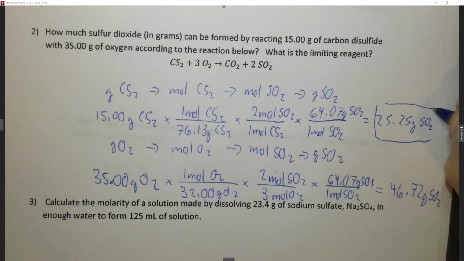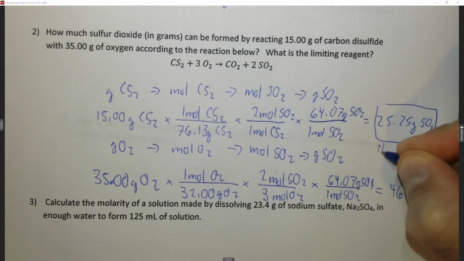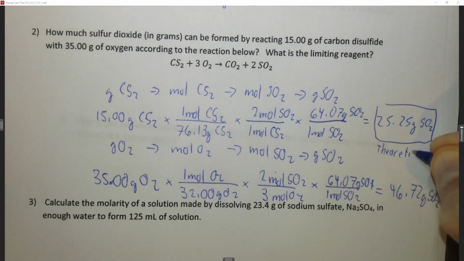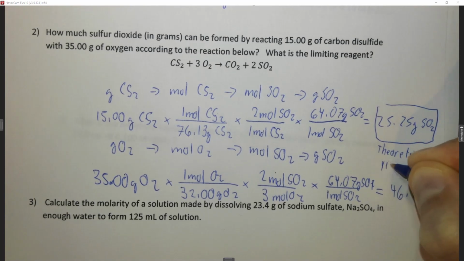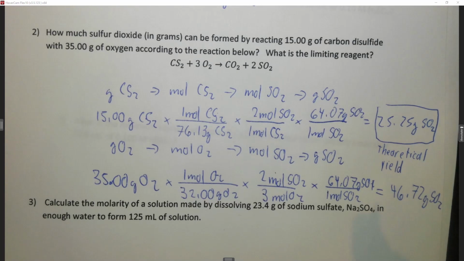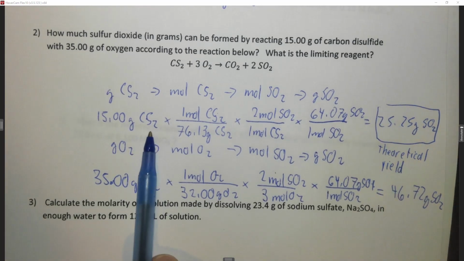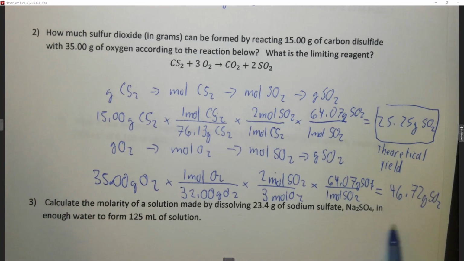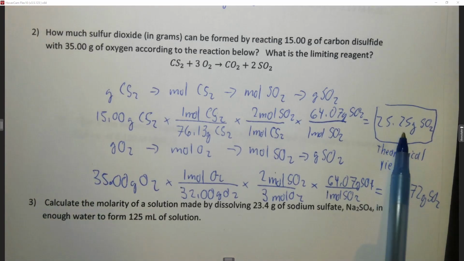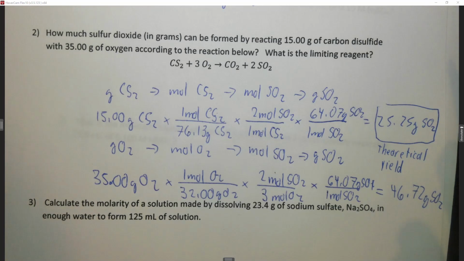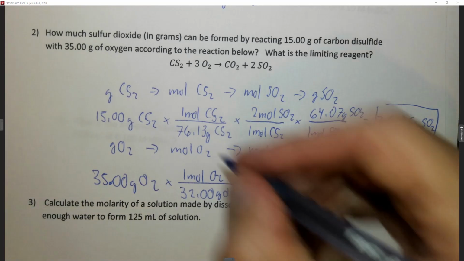So this, the lower number, is called the theoretical yield. Because we make this much, and we're now out of CS2, so we can't make any more SO2. We can't make 46 grams, because after we make 25 grams, we don't have one of our starting materials. So this is the theoretical yield.